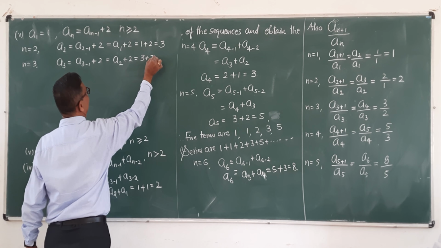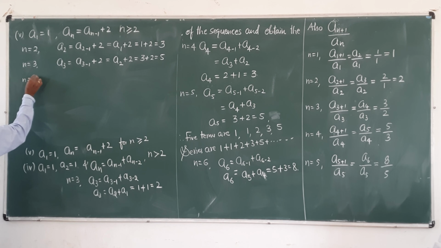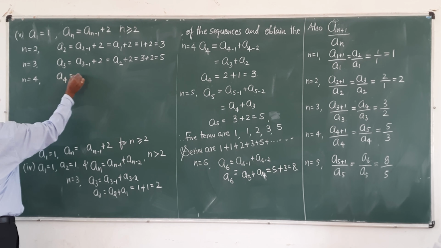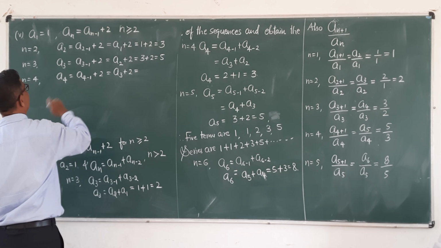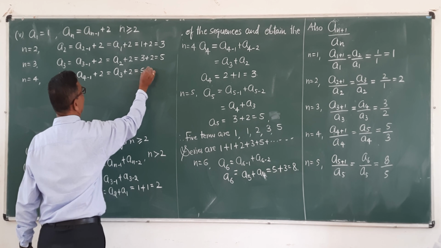a2 value 3 plus 1. That is 5. Take n is equal to 4. Put n is 4. a4 is equal to a4 minus 1 plus 1. That is a, 4 minus 1 is 3 plus 1. What is a3? a3 value is 5 plus 1, 5 plus 2, 7. Take n is equal to 5.